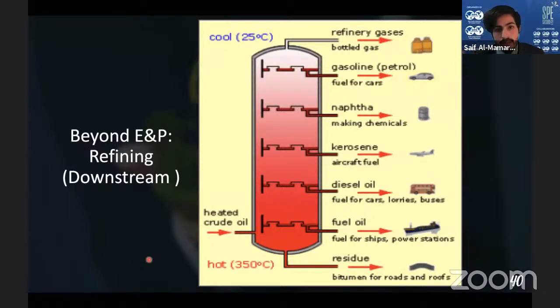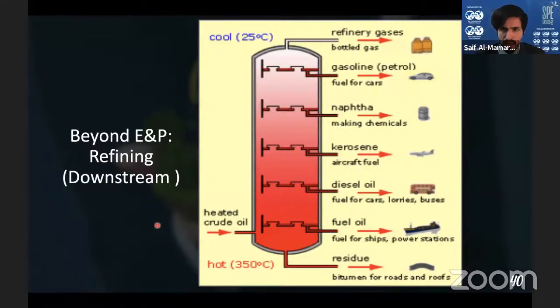So you'll have products like refinery gases, which is basically LPG, gasoline that you'll use for cars, naphtha. You will further go downstream to produce petrochemicals, kerosene, such as jet fuel for aircraft, and also diesel for cars, buses, and fuel oil for ships and power stations. So you can see that in oil and gas, the demand of each of these products, diesel, gasoline, will affect ultimately the oil price. And how refineries make money is basically they buy crude and sell these products.